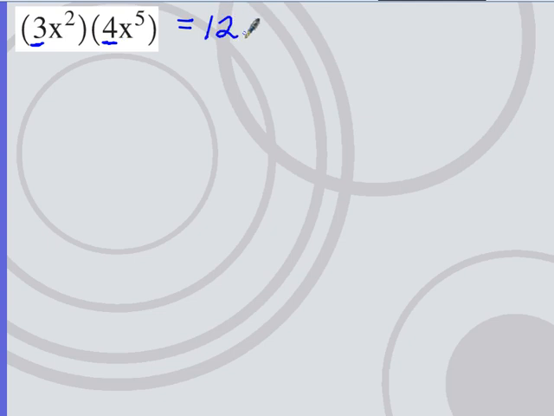There's no distributive property here. There's no FOIL. There's no plus and minuses. 2x's times 5x's gives you a total of 7x's. 12x to the 7. Done. Next step up. Let's go to distributive property again.